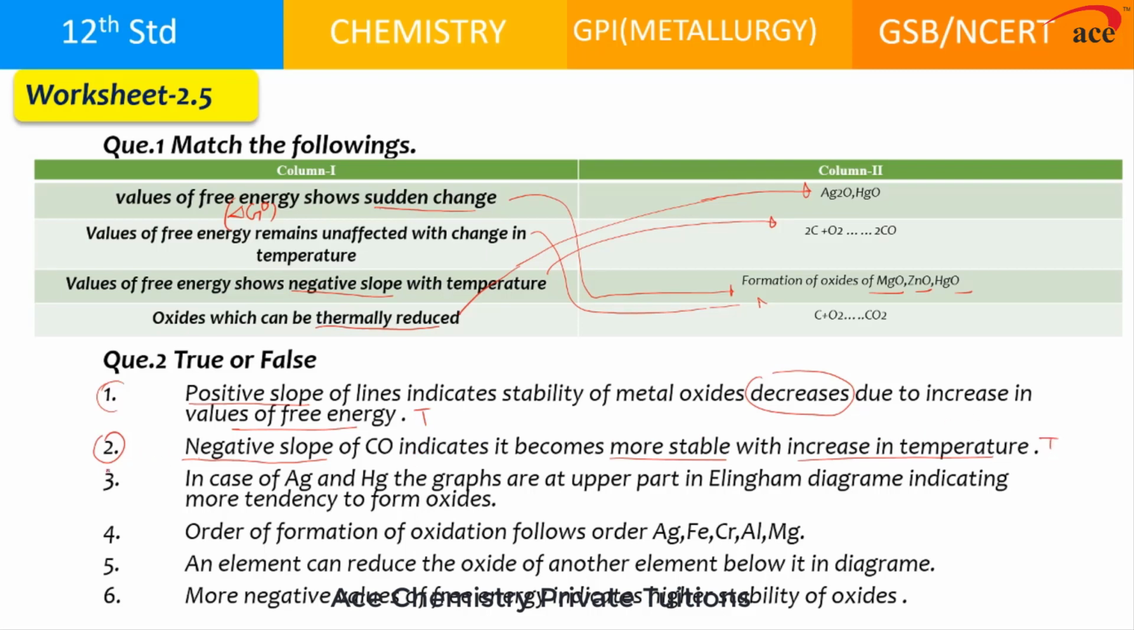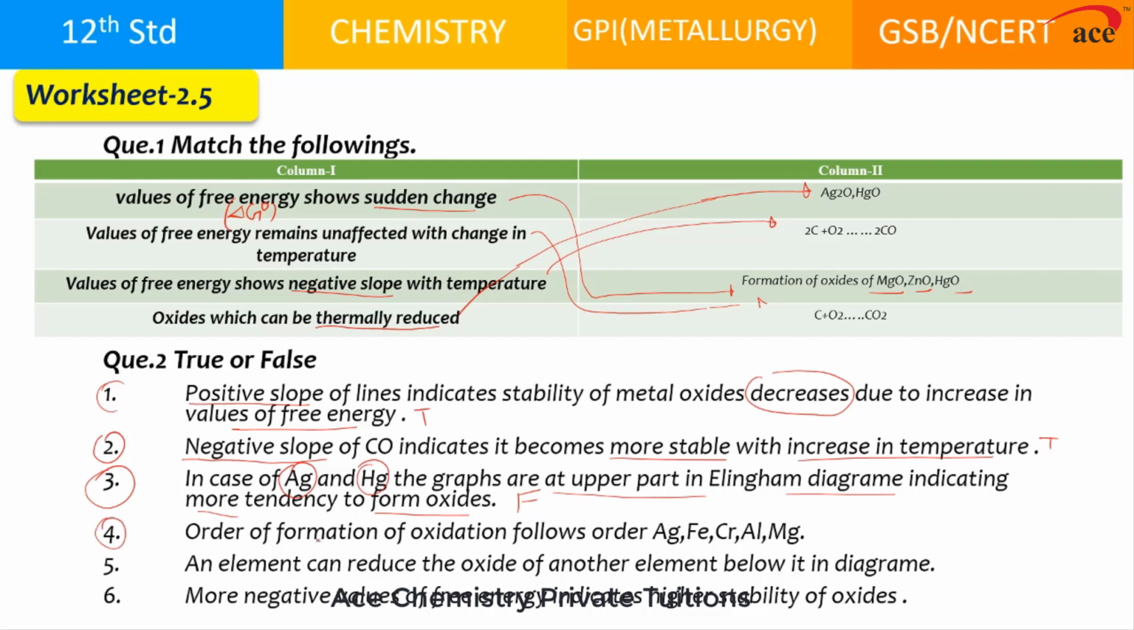True. Third, if you'll see, in case of silver and mercury, the graphs are at the upper part in the Ellingham diagram, indicating more tendency to form oxide. No, the statement is false. More is the upper position of the graph on the y-axis, that shows that oxidation of that element is difficult. So their ease of oxidation decreases. So their oxides are unstable at higher temperature.